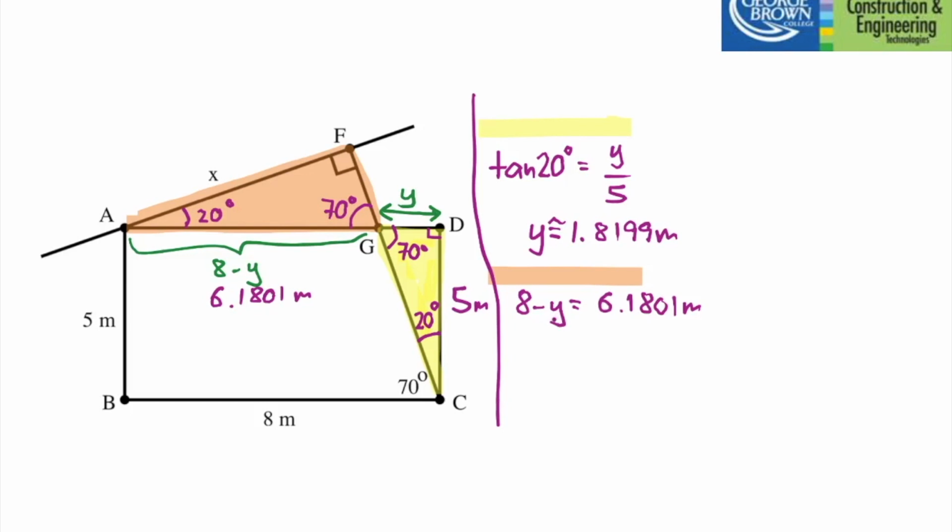We can now use the trig ratio over here for calculating x. So I'm going to use the sine ratio on the 70 degrees. See, opposite over hypotenuse. So let's do that here. So sine of 70 degrees is x over 8 minus y, but 8 minus y is now known. It's 6.1801. And just multiply those together to get x. So x is going to be approximately 5.807.